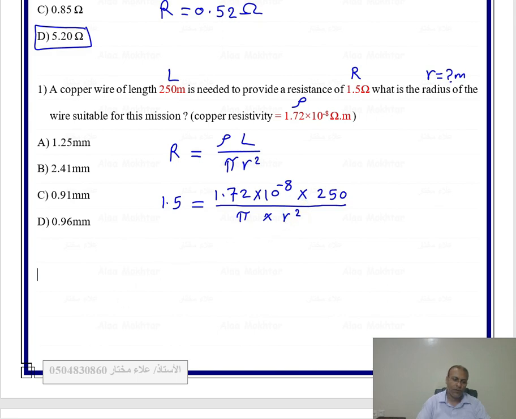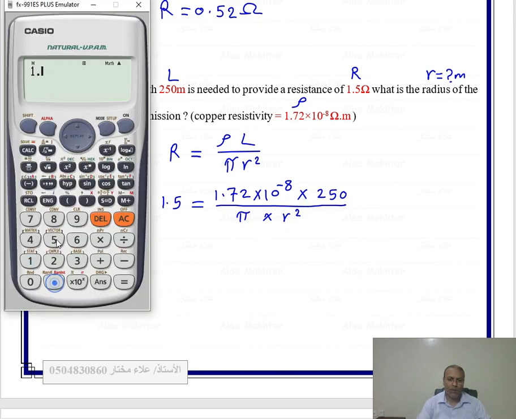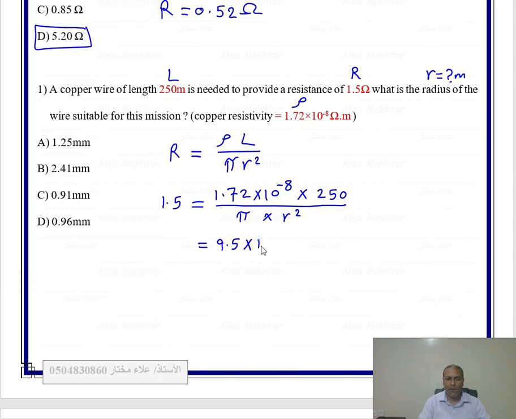You can use shift solve like this. 1.5, alpha, equals fraction, 1.72 into 10 to the negative 8 times 250 over shift pi times the unknown alpha x squared. Shift solve, equals. x is 9.5 into 10 to the negative what? Negative 4 meter. How to convert from meter to millimeter?